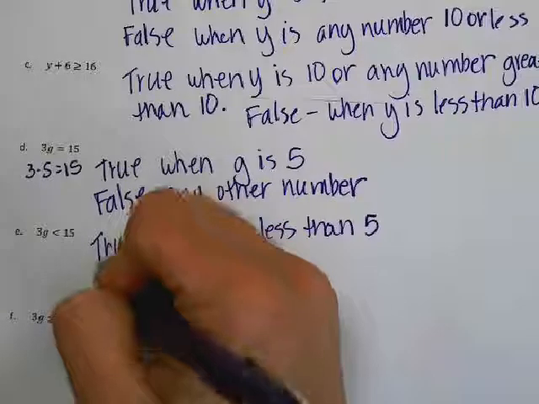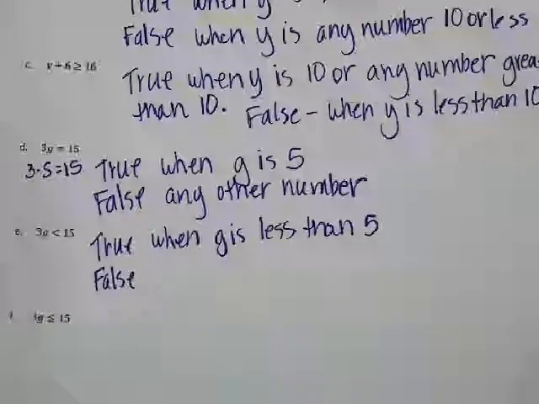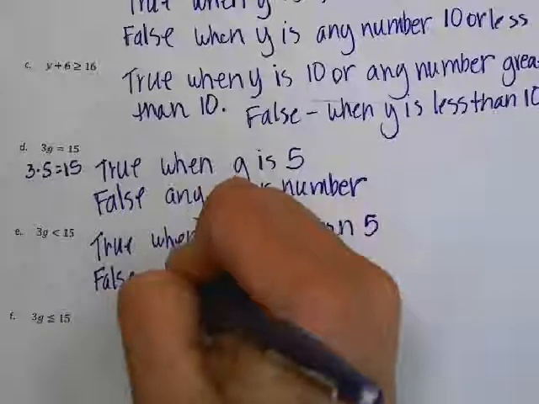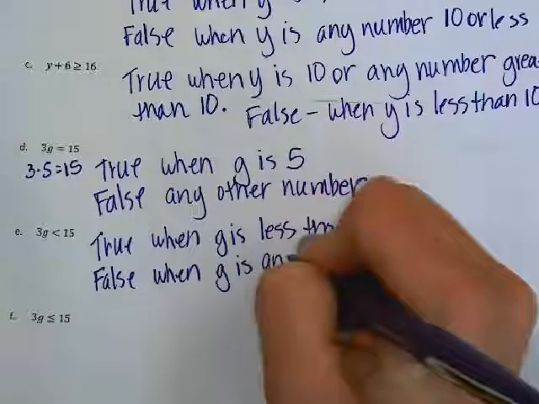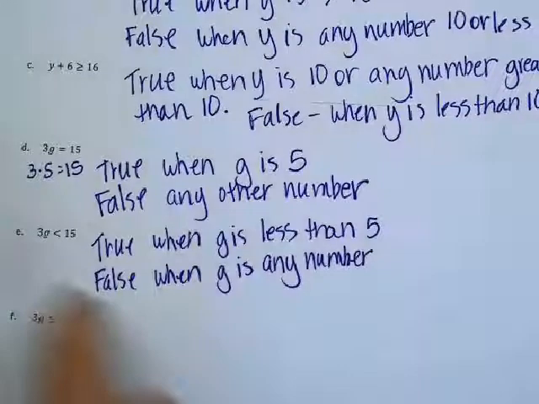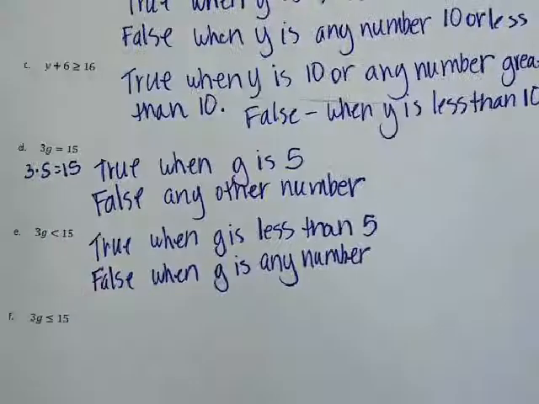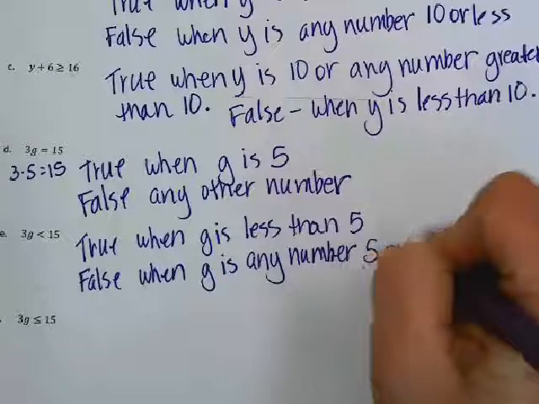False would be when G is any number 5 or greater. Because 5 would give us that answer of 15. And any number greater than that is going to be greater than 15, and we want it to be less than. So false when G is any number 5 or greater.